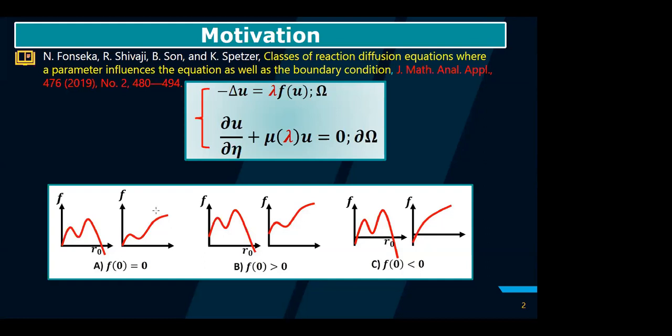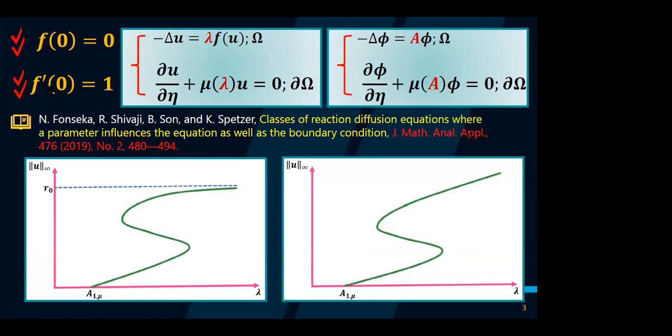I want to show you one result that we established for this model. For this case, f of 0 is equal to 0. In our study, we assume that f prime of 0 is equal to 1 in addition to f of 0 is equal to 0. For this model, we proved that this model has at least one positive solution for lambda bigger than a1 mu, at least three positive solutions for a certain range of lambda, and has at least one positive solution such that the sup norm of that solution goes to R naught as lambda goes to infinity.